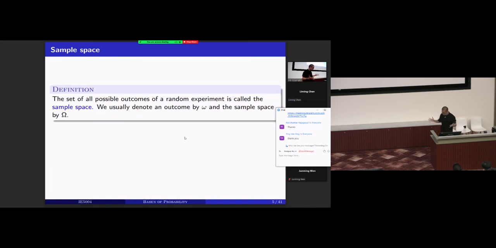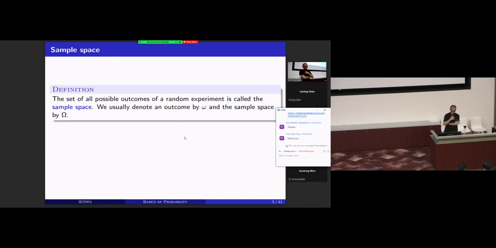So now I think I just introduced the intuitive explanation of probability. So now let me introduce some more rigorous stuff. So first, when we talk about probability, the very first notion is called sample space. What is sample space? Sample space is just the set of all possible outcomes of a random experiment.